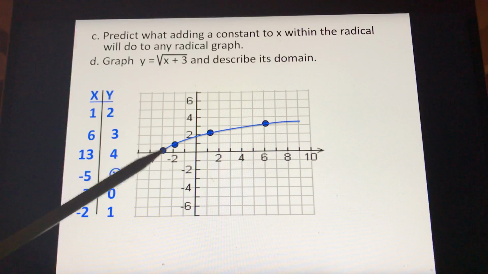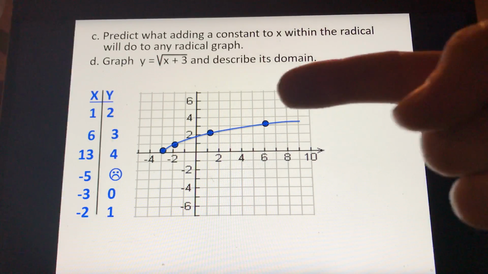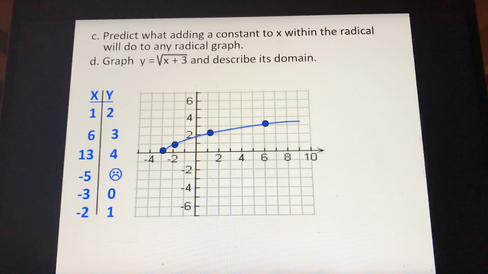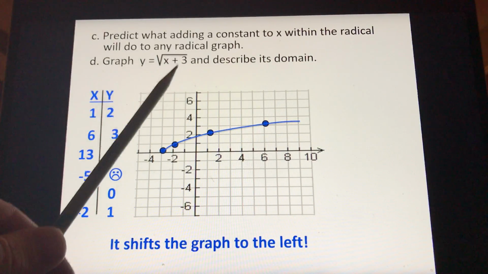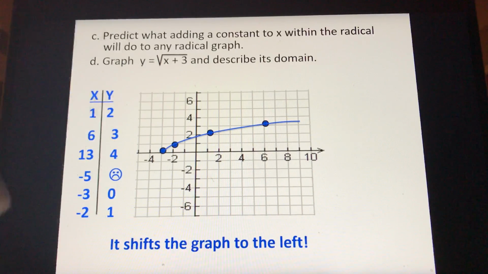So notice this graph is exactly like the ones before it, except it's been shifted that direction. How far that direction? Well, 3 units. There it is right there. Shifts it left. Anytime you add a number inside the radical, it's going to cause this graph to shift that direction. It's beautiful. All right.